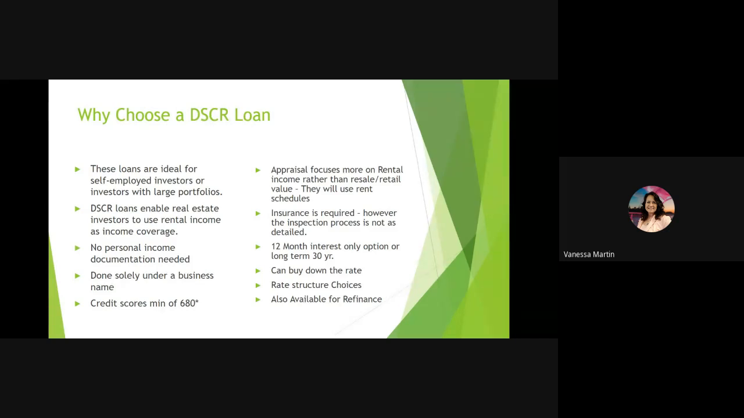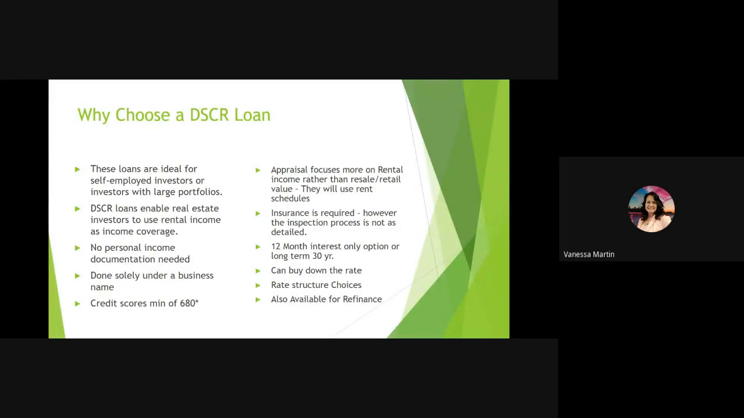With this loan, you can buy the rate down, which is nice. That's something that's not only available in conventional loans, but also with this type of loan. We do have lenders where you can absolutely buy the rate down. They give you some rate structure choices. In other words, a lot of times with these loans, they have prepayment penalties. Again, if you choose maybe a higher prepayment penalty term, you may get a better rate. So those are some of the choices.